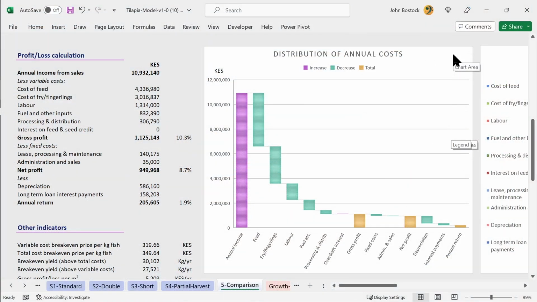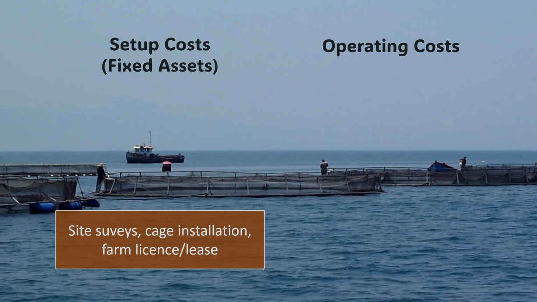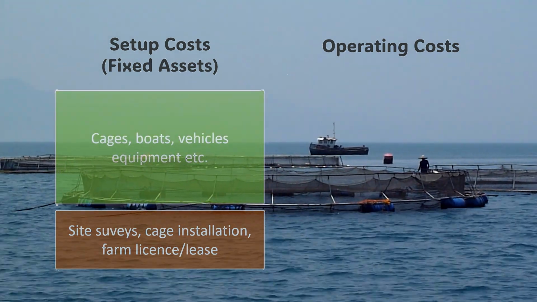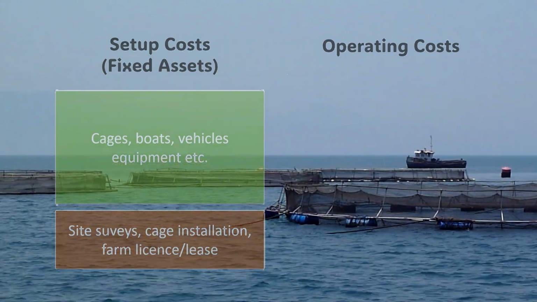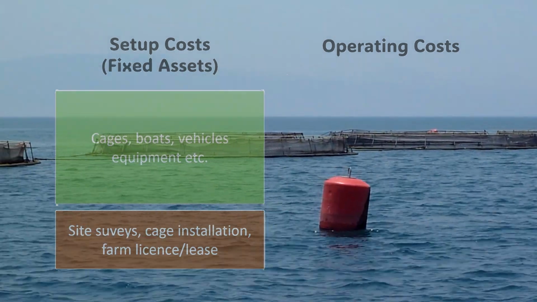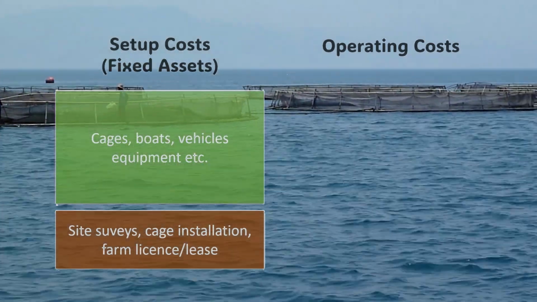There are two main categories of farm costs. Firstly, the mainly one-off costs in setting up a farm. This includes the costs of obtaining a site licence and money invested in cages, moorings and boats, etc. Some of these items may have an expected life of 10 years or more, whereas others, such as nets, might require replacement after as little as 2 or 3 years.